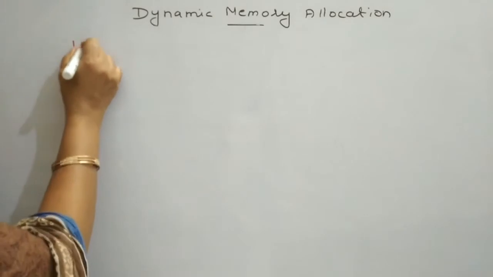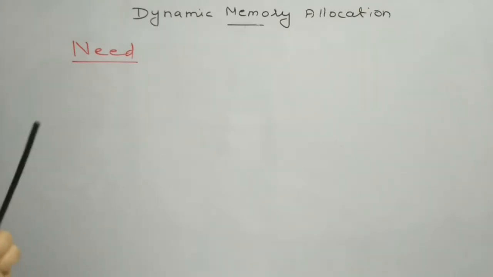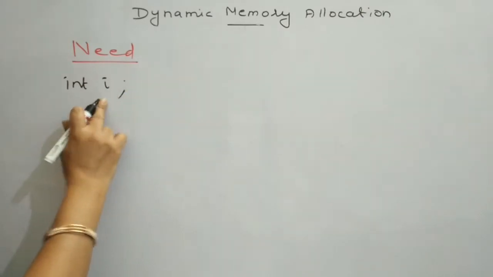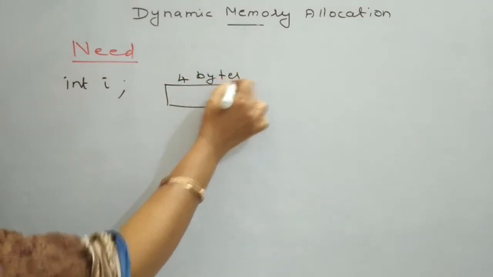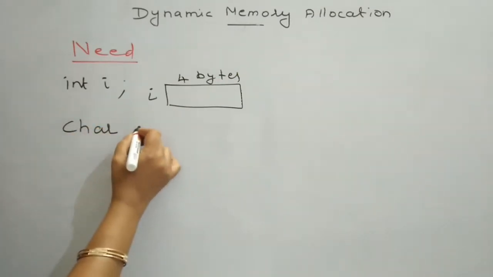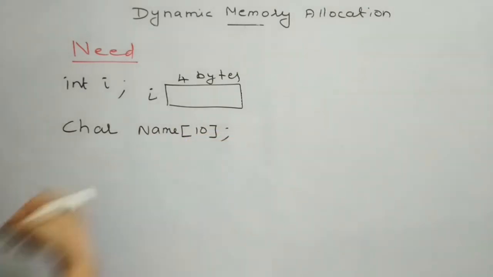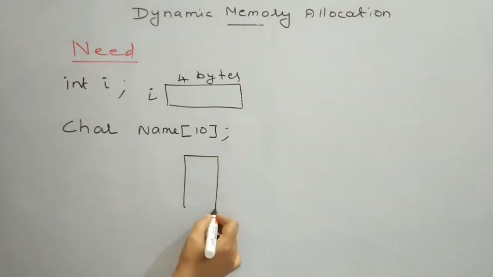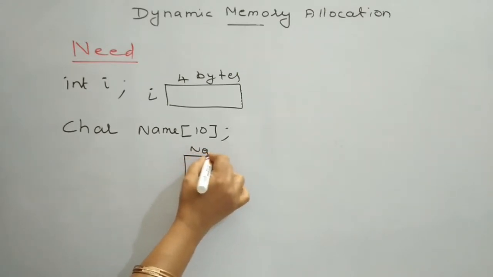Then what is the need for dynamic memory allocation? For example, if we declare a variable like this, int i, for an integer data value the compiler allocates 4 bytes of memory reserved for this variable i. In case I declare a character array, name, at the maximum I can store 10 characters in this character array. In that case, the compiler will reserve a block of memory of 10 bytes for this character array, name.